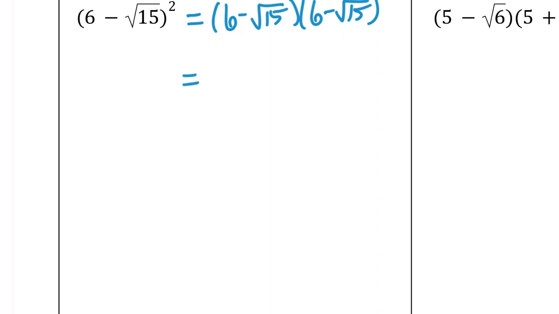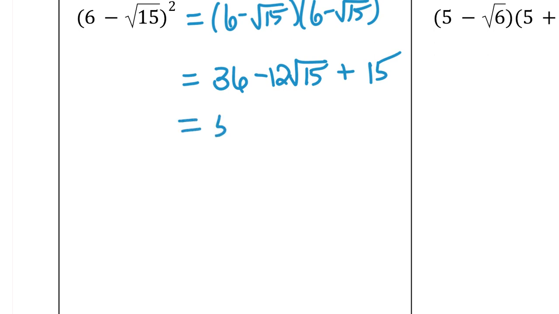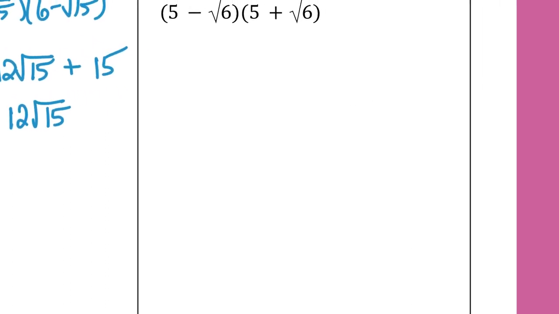So did you get 36? And then when you multiply, since these are the same, you're going to get negative 6 square root of 15, negative 6 square root of 15. So that's going to be negative 12 square root of 15. Negative times negative is going to be positive, and then you're going to get 15. So then we get what? 51 minus 12 square root of 15. Can I simplify the square root of 15? No. Can I combine those? No, I'm done. Try the next one.